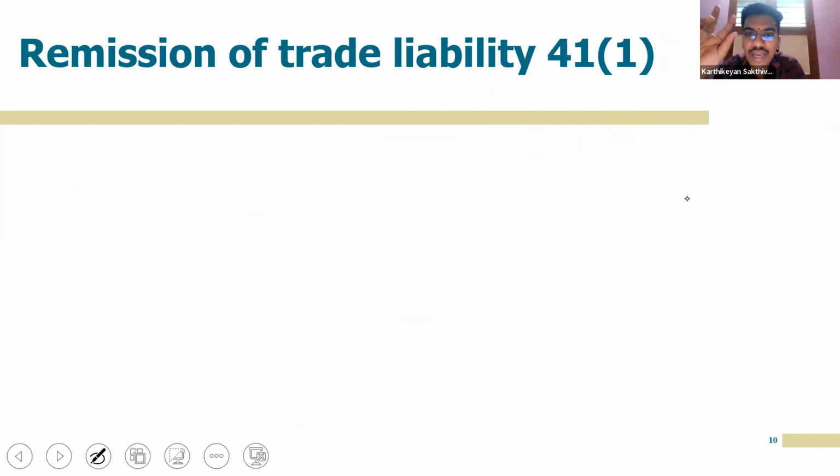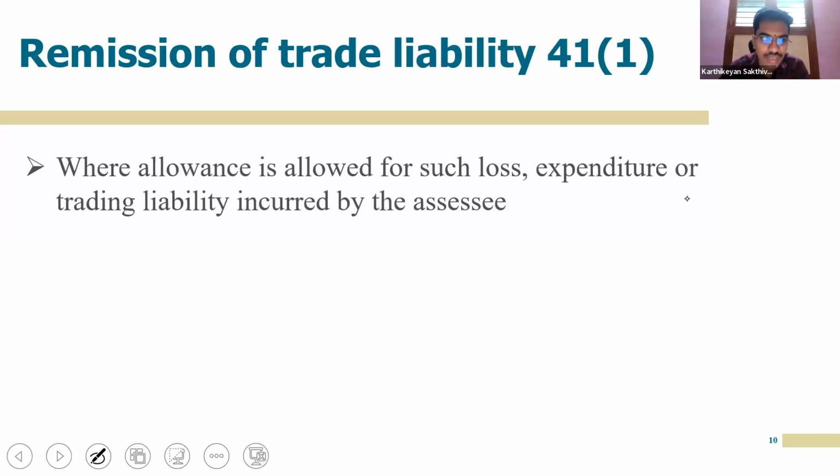The opposite of that is: liability is no longer required. Bad debts written off has the opposite of bad debts recovered. When we write off bad debts, we can also write off a trade liability, right? So this is remission of trading liability, right? Whenever an allowance is allowed for loss, expenditure or a trading liability incurred by the assessee. Assume, for example, I have made purchases for 10 lakhs.